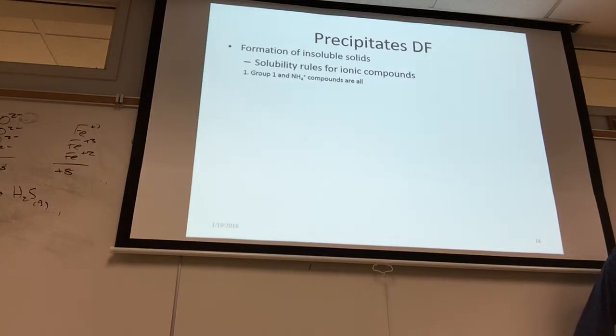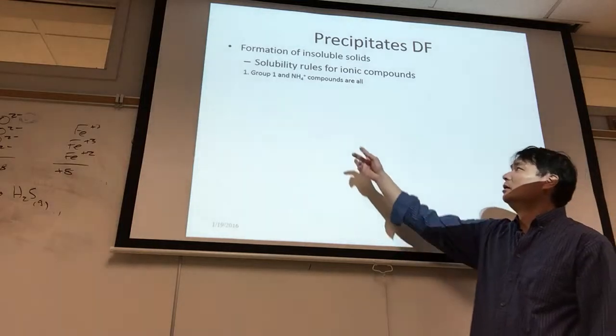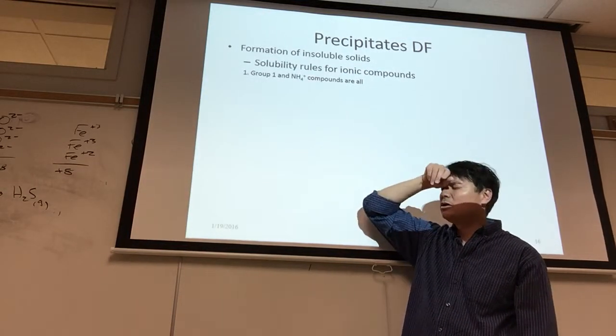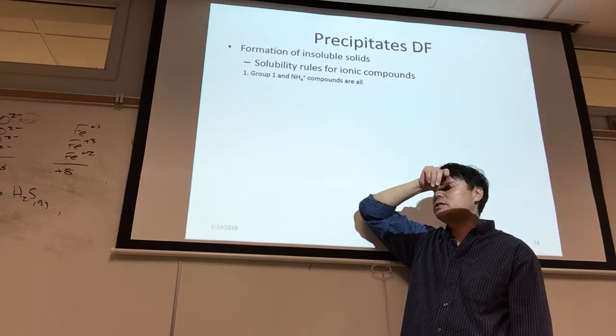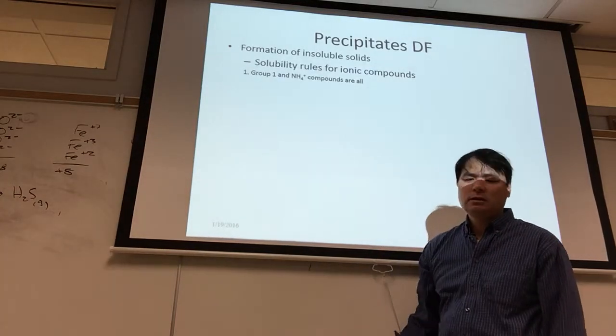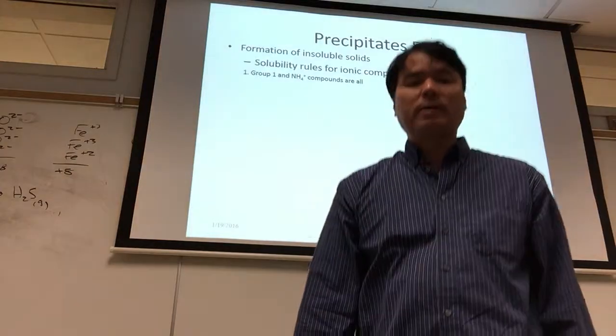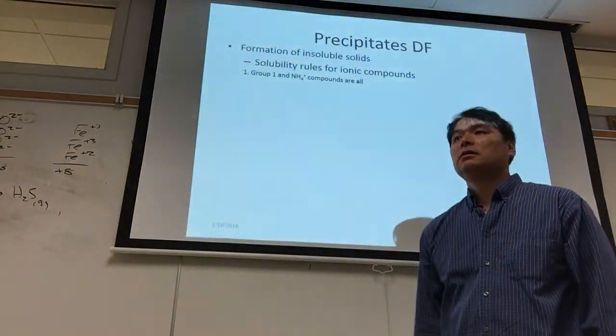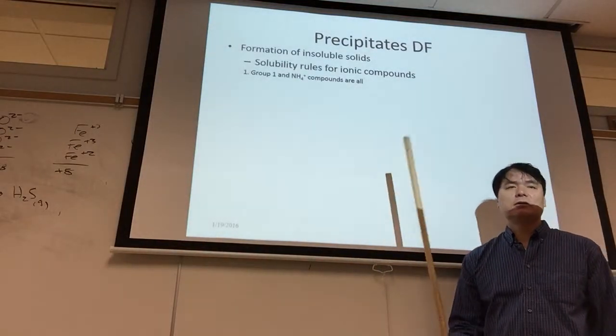So when we're looking at metathesis reactions, the first driving force we look for is precipitate. And for precipitates, you just remember your solubility rules. For the solubility rules for ionic compounds, I'd like to go off the one in the lab manual, not the one in the textbook, because the one in the textbook is a little more difficult to memorize. The one in the lab manual is a little easier to memorize. And there are always exceptions.